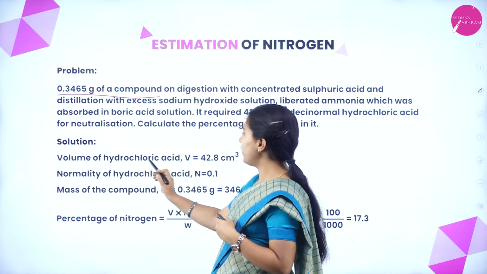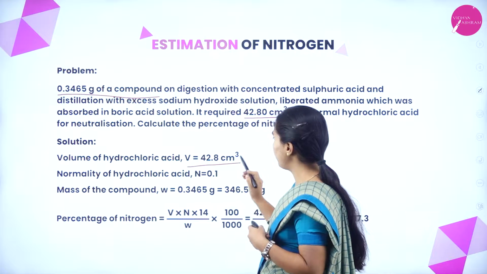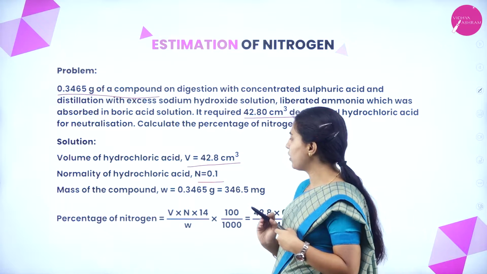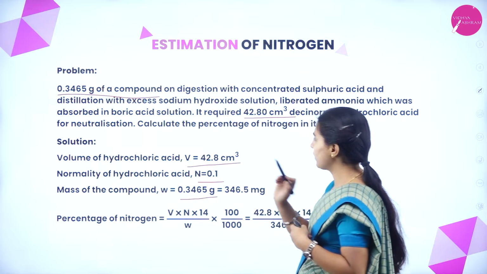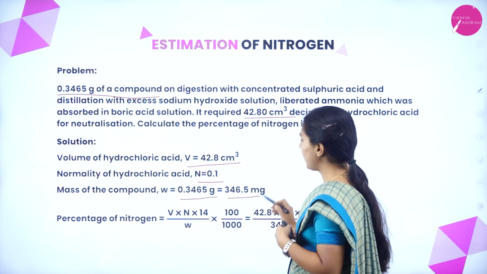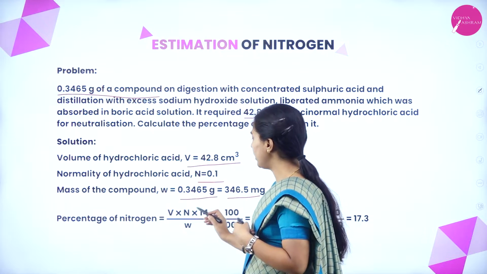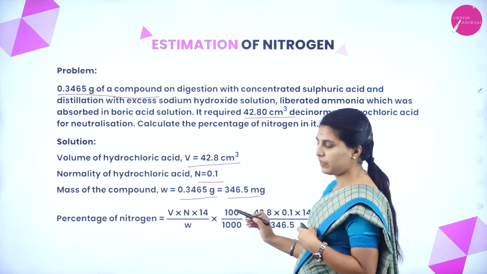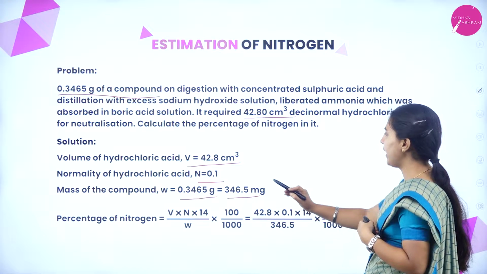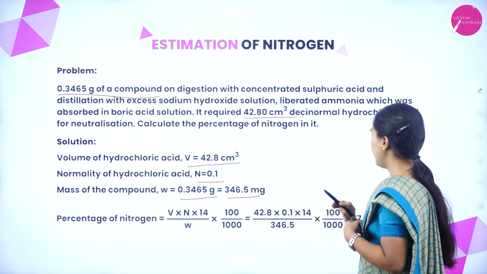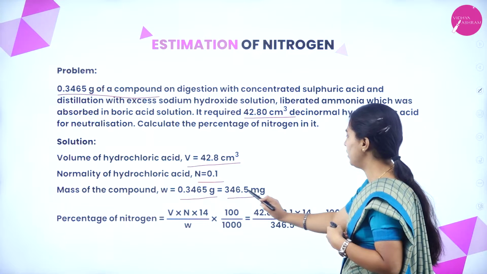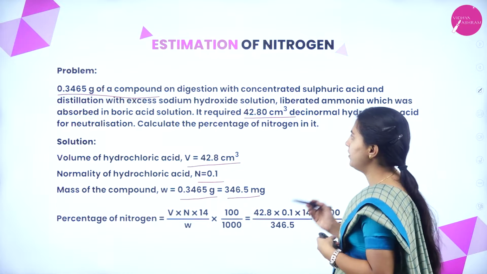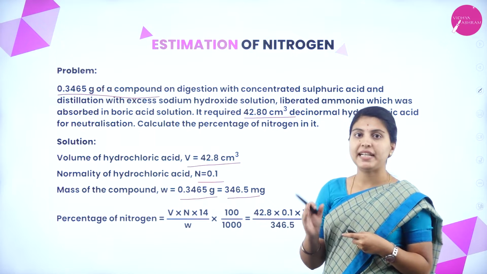Solution. Volume of hydrochloric acid is 42.8, normality of hydrochloric acid 0.1, mass of the compound 0.3465. Percentage of nitrogen is V into N into 14 by W into 100 by 1000, that is the percentage formula. 42.8 into 0.1 into 14 divided by the weight into 100 by 1000, you will get 17.3. This is about the estimation of nitrogen by Kjeldahl's method.